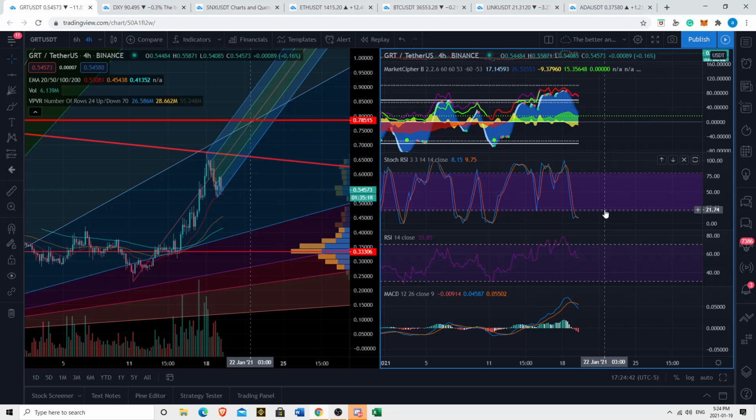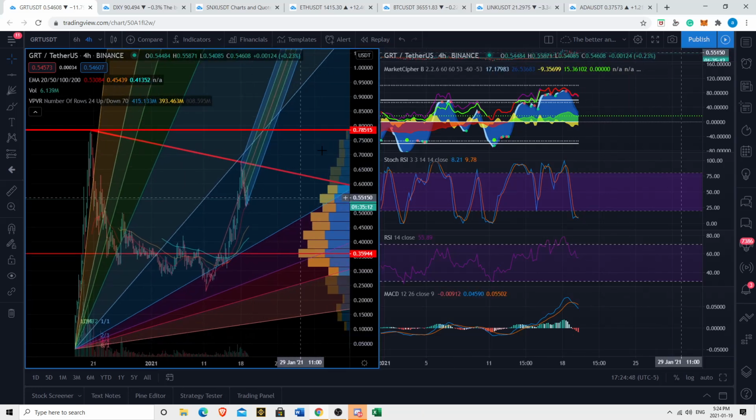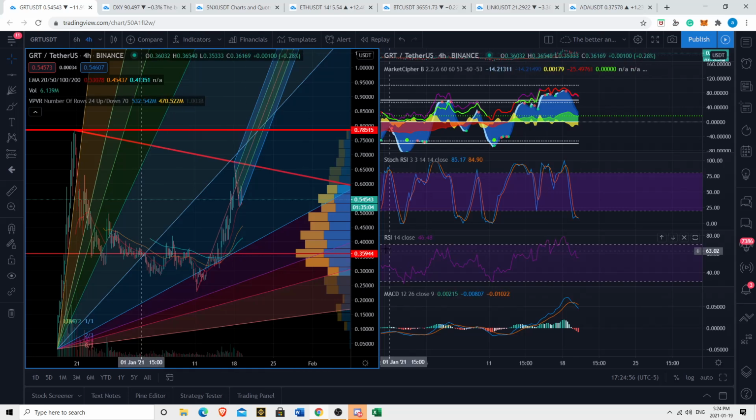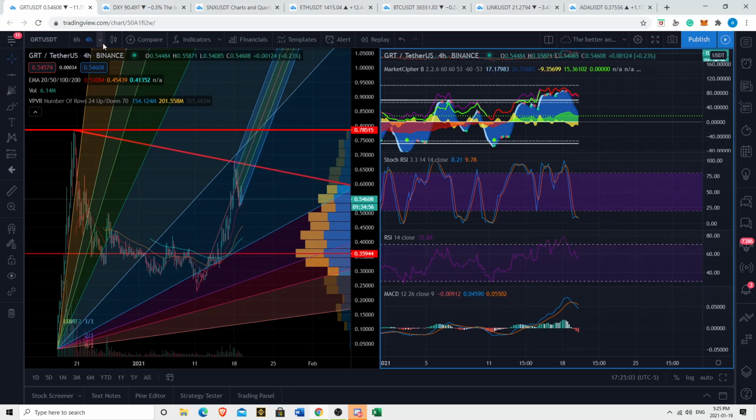So a few things to note here, guys. If we can break above this slanted red line, I think we're testing 80 cents here. I do think it's very possible that we could test 80 cents, getting around all-time highs. But the fact that we've had a bearish crossover on the larger time frames and the RSI is making lower highs is somewhat concerning.